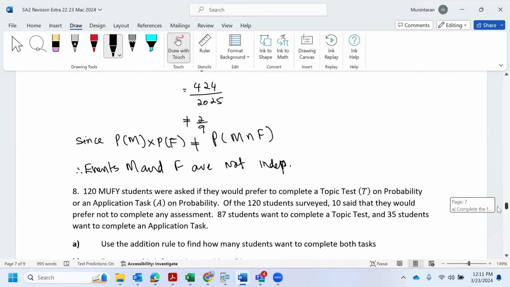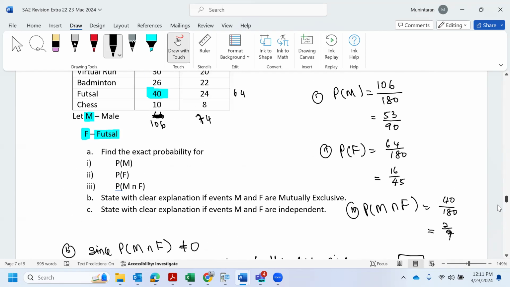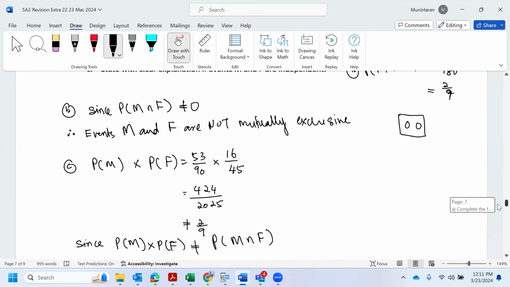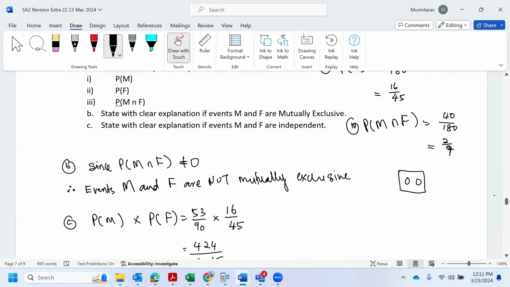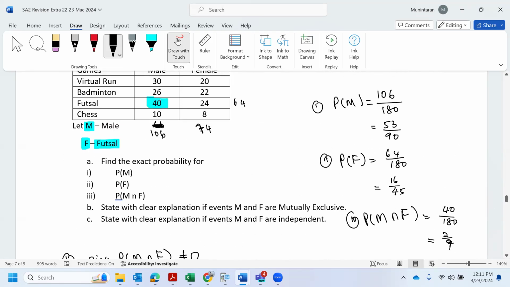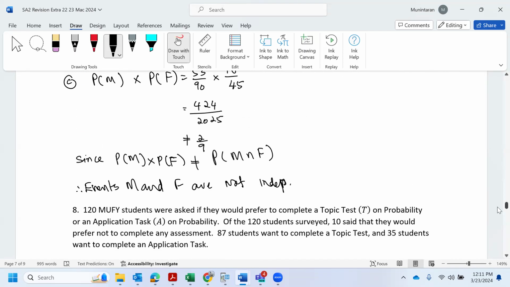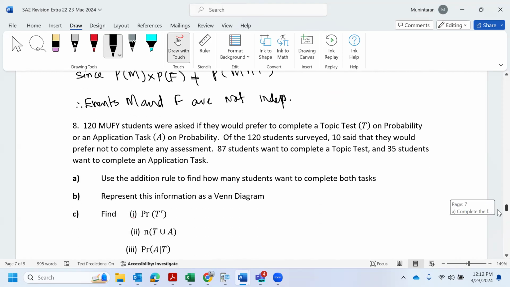Okay, any questions here? Two examples already on this. You must know whether it's independent or not independent according to the calculation. You must find M times F first, and then compare that with the actual value. How do I get the actual value? That's 40 over the total. It's not necessarily always not independent. There are times they will be the same. It's just that the two examples we had here are not independent.